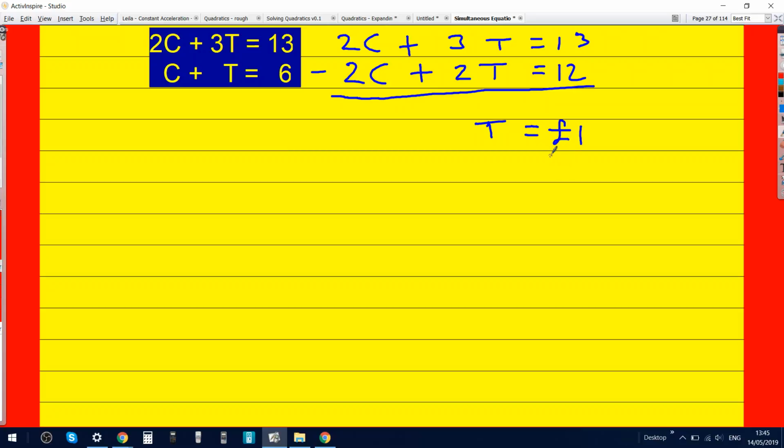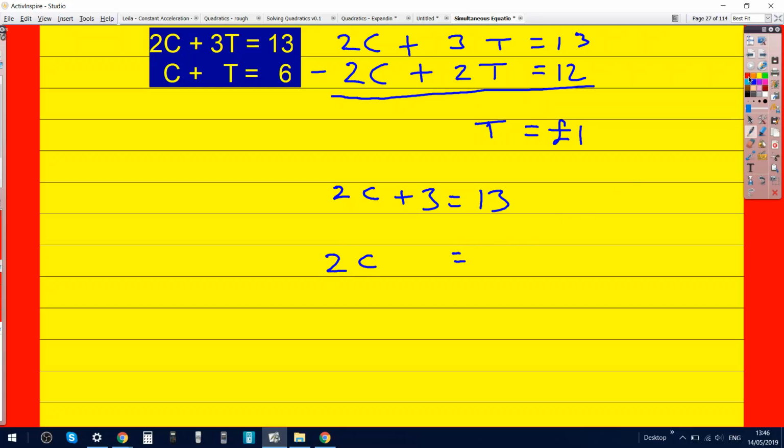And then you substitute. So we know that T is 1. There's no minuses in any of these, so I'll substitute it into the top one. So it would be 2C plus 3 equals 13. And now minus 13, so 2 minus 13, so it's down to... No. So you're trying to get 2C.